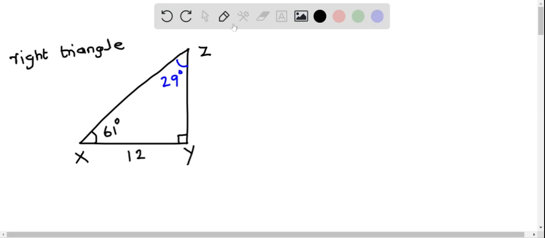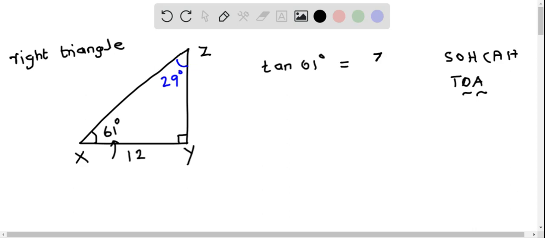We will now determine the side length ZY, and this can be determined using the trigonometric ratio tangent. So I'm going to determine tangent of 61 degrees. Remember that we can use this SOHCAHTOA. So according to the SOHCAHTOA, the tangent ratio is opposite by adjacent. So for angle 61 degrees, the opposite side length is ZY. Therefore, I can write this as YZ. This is side length YZ divided by the adjacent side, which is the side length XY.